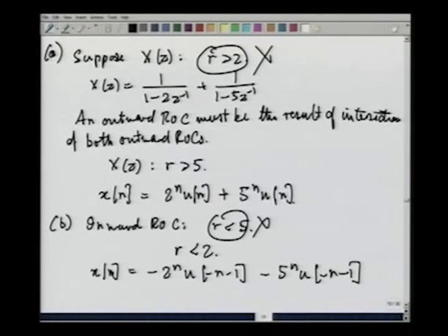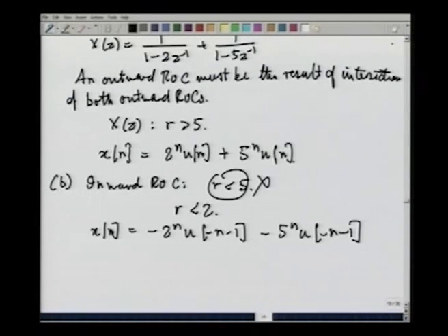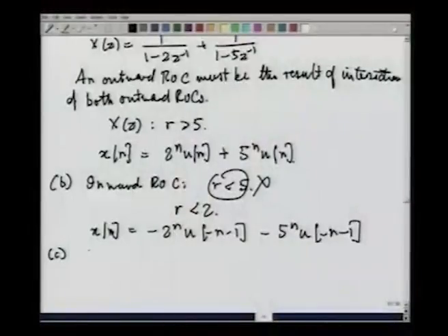There is only one last possibility, which we will call possibility C. This possibility C is not actually a possibility, it should be called an impossibility. What if X1 of z had an inward ROC and X2 of z had an outward ROC? Then we would have been told that the ROC is null.